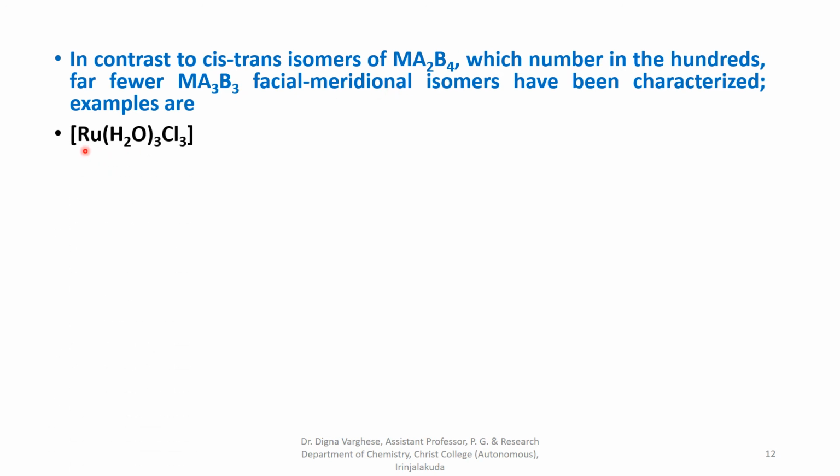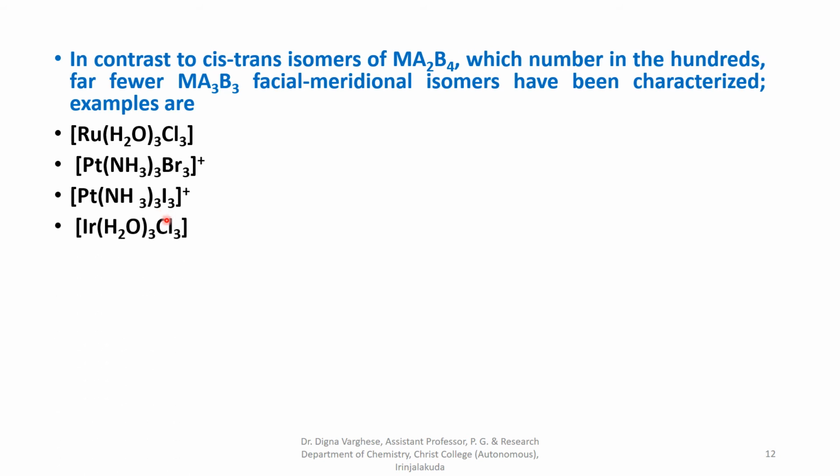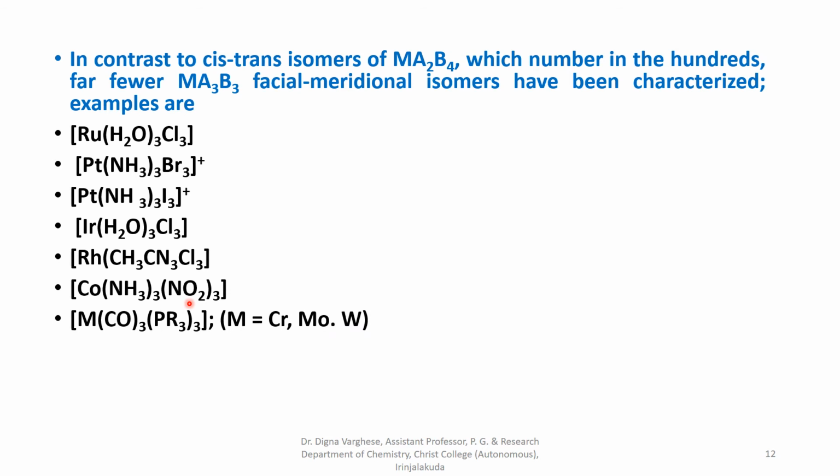Here you can see such types: RuH2O thrice Cl3, platinum NH3 thrice Br3 plus, PtNH3 thrice I3 3 plus, iridium H2O thrice Cl3, rhodium CH3CN thrice Cl3. Here you can see the cobalt complexes of ammine and nitro groups. Here the metal carbonyl phosphine complexes. The metal can be chromium, molybdenum, tungsten. These types of complexes can exhibit facial meridional isomerism.